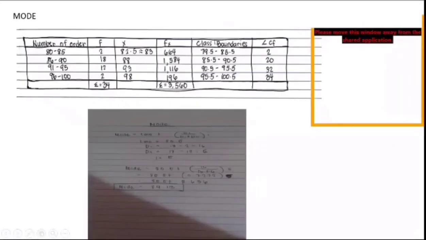I'm here to discuss all about the mode of grouped data. So this is our frequency table to use to get the solution of the mode. So you have to find the frequency.